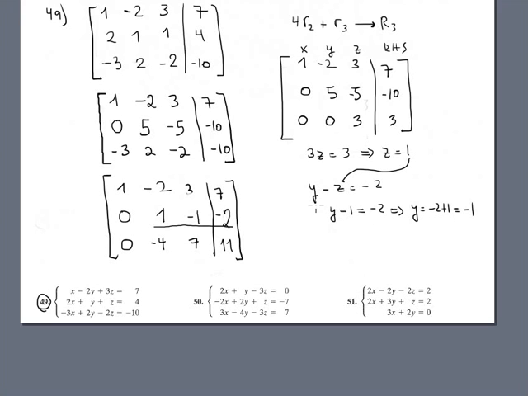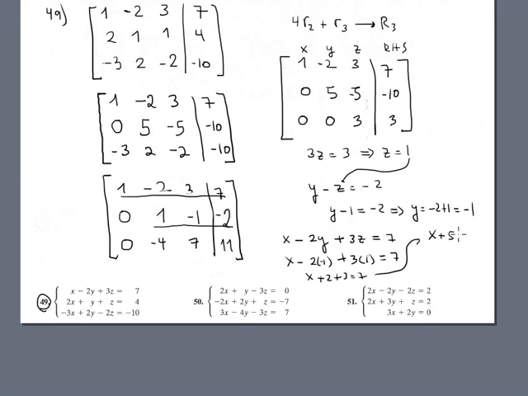Negative 1. Okay, now finally substitution in the last equation, because this equation is x minus 2y plus 3z equals 7. x minus 2 times negative 1 plus 3 times 1 equals 7. This is x plus 2 plus 3 equals 7, x plus 5 equals 7, therefore x equals 7 minus 5, which is 2. x is 2. Now the solution is the ordered triple 2, negative 1, positive 1.